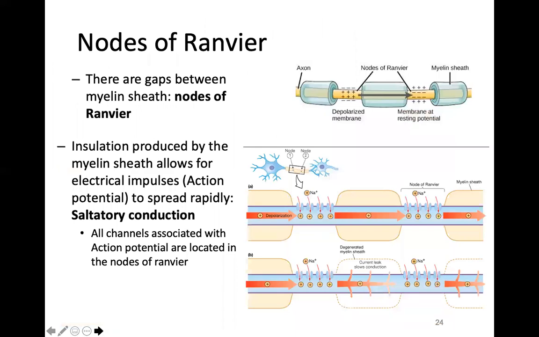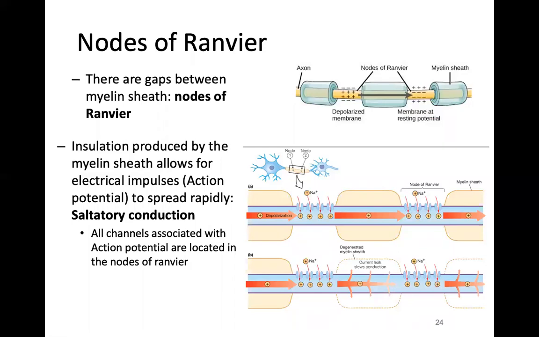I also want to go over what we identify as nodes of Ranvier. Nodes of Ranvier are basically these gaps that you will see between the myelin sheath. So if you take a look at this picture right here, here is an axon of the first neuron. Basically these structures surrounding the axon are your myelin sheath. But notice that there are gaps between each of them. These gaps, as I mentioned, are called nodes of Ranvier.